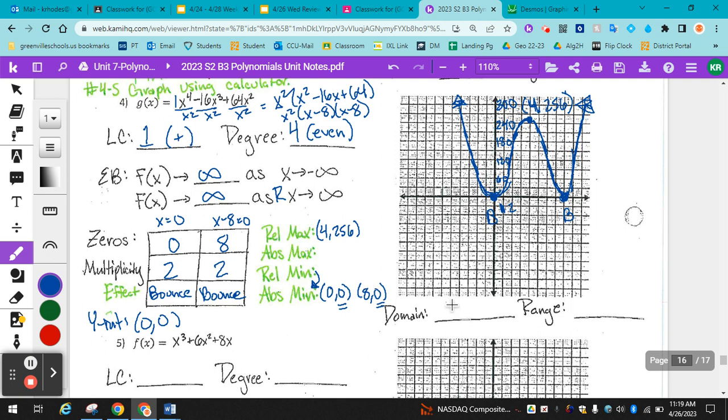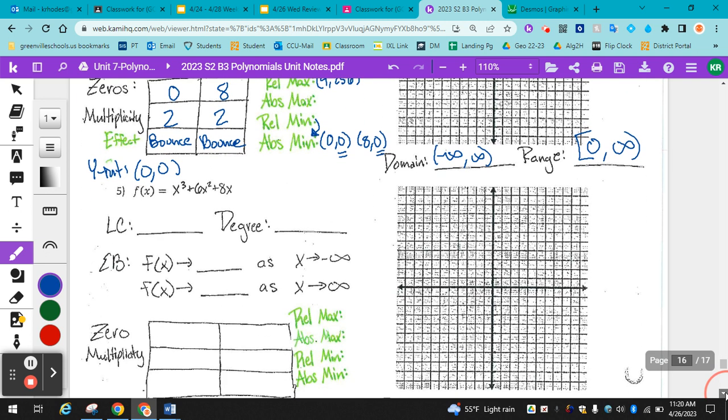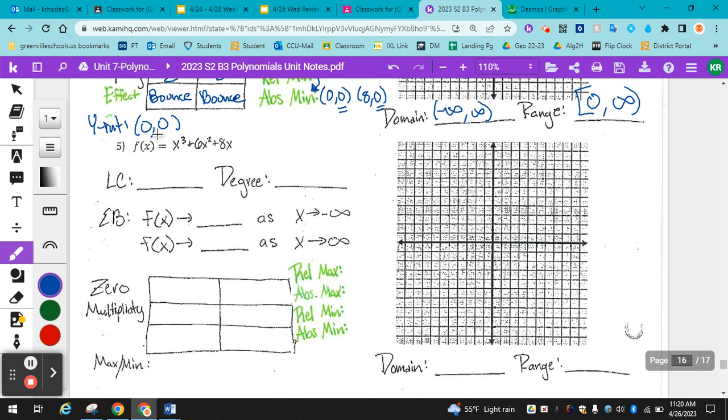Domain of these polynomials are still the same, negative infinity to positive infinity, left forever, right forever. But now the range, we don't have to have a question mark because I know my absolute minimum is 0 to infinity. Okay, let's do one more. This one also graphs nicely, but if it didn't and you had to find your zeros anyway, you would just use Desmos to figure out what those zeros are.